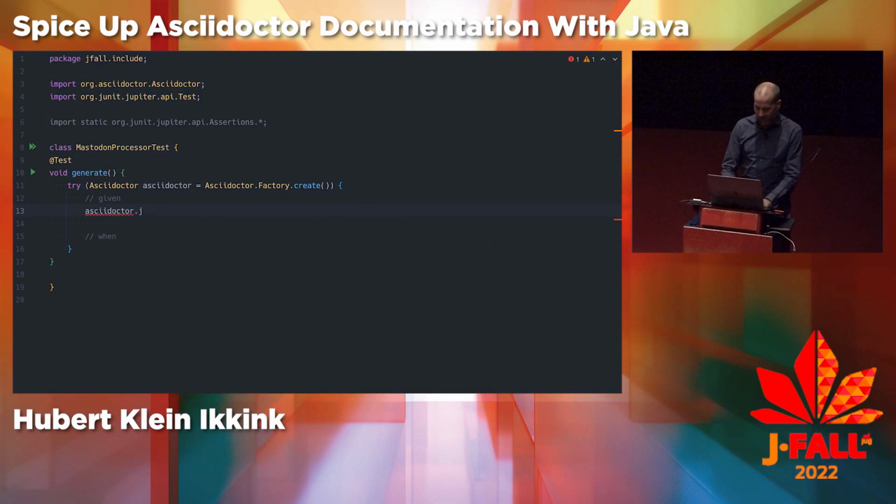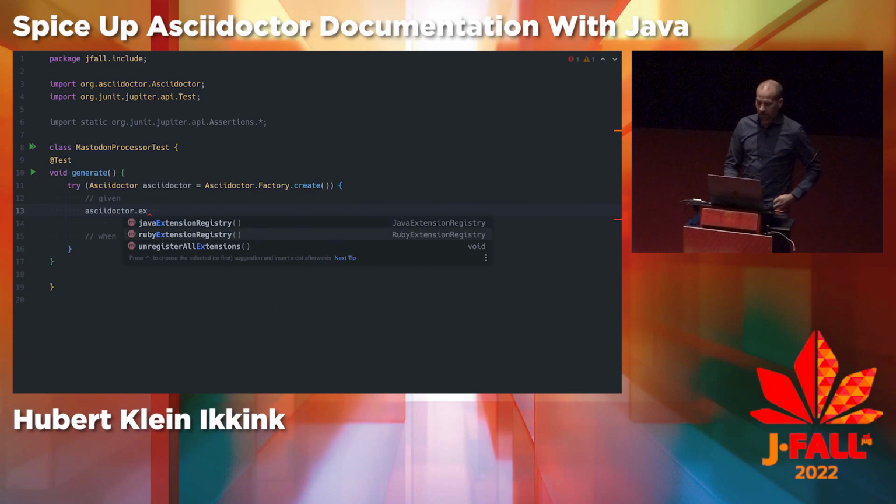So there is, luckily, a Java extension registry. Also, it's quite nice. There's also a Ruby extension registry. Remember, I said before, Asciidoctor comes from the Ruby world, and there are already a lot of extensions written in Ruby out there. If you have the Ruby file itself, you can just include it. It will be executed for you. But because this is Java, I will not write Ruby code and just do the Java part.